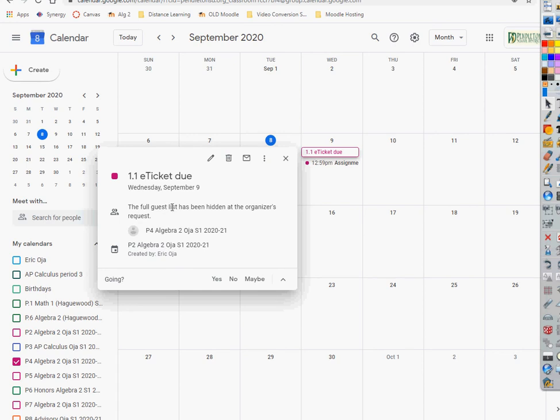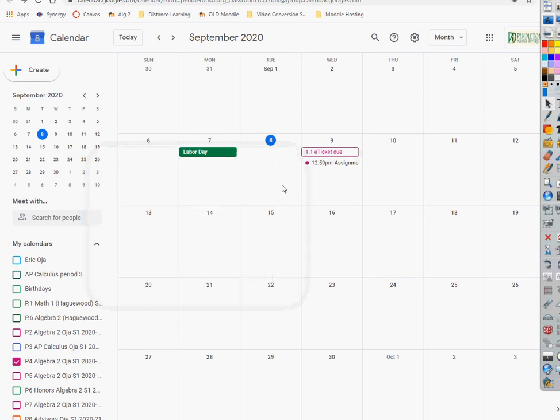And then typically I'll even put a little link in here, so if you want to, you can just click on the link and it'll take you right to that e-ticket, right to the assignment. If I'm forgetting stuff, email me right away and I'll get it on there. All the important dates should show up on your Google Calendar, okay?